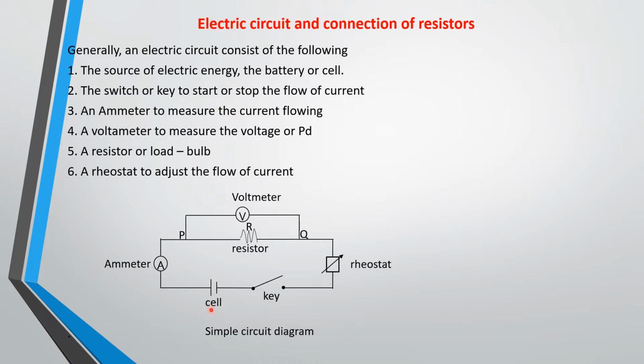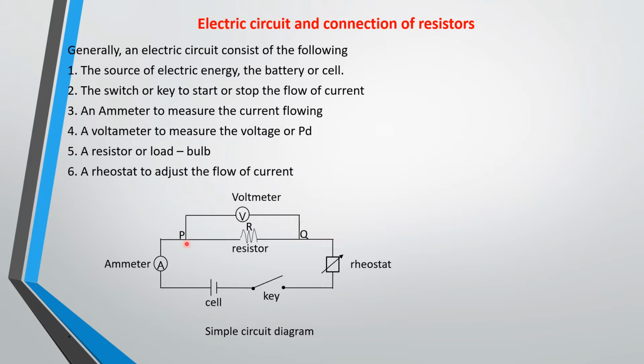It must have a switch. This is the switch or the key. It is this switch that can stop or allow the flow of current. So when you close this, it becomes a closed circuit and current will flow. If it opens, it becomes an open circuit, and current will stop flowing. Then the ammeter for measurement of the current that is flowing. Then you have the voltmeter.